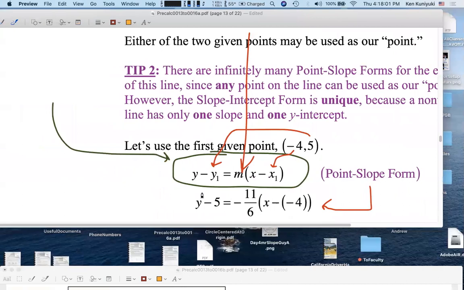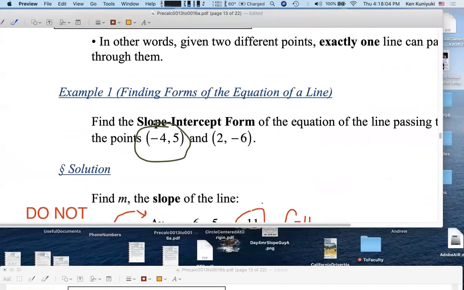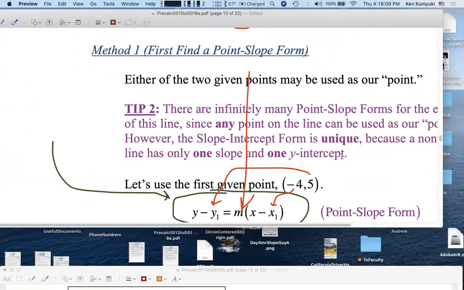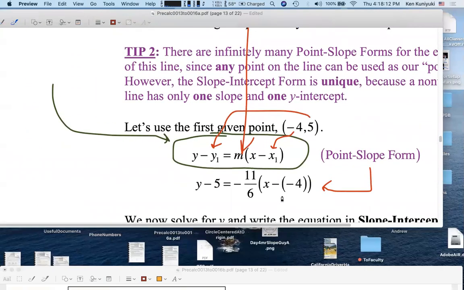But that's in point slope form. In the homework or in the problem here, I'm asking for slope-intercept form. So now it's a matter of mechanical algebra. How do I get from here to slope-intercept form, which is y equals mx plus b? Okay, let's do some cranking here.